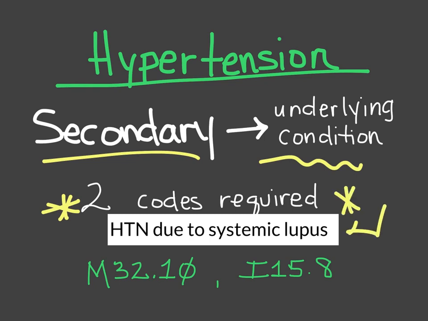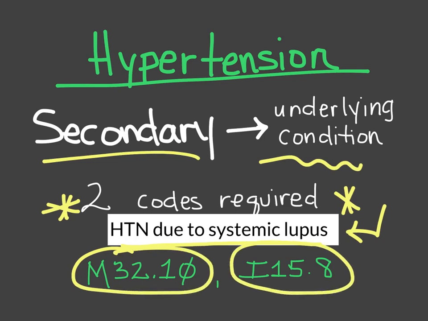So let's look at an example. Hypertension due to systemic lupus. We would pull in the code for the lupus in addition to the code for the secondary hypertension.